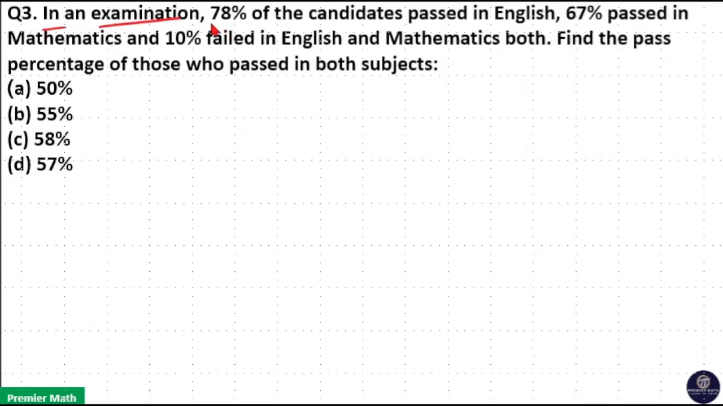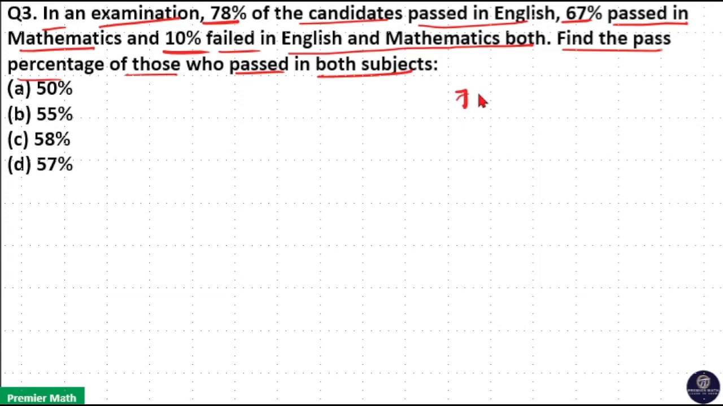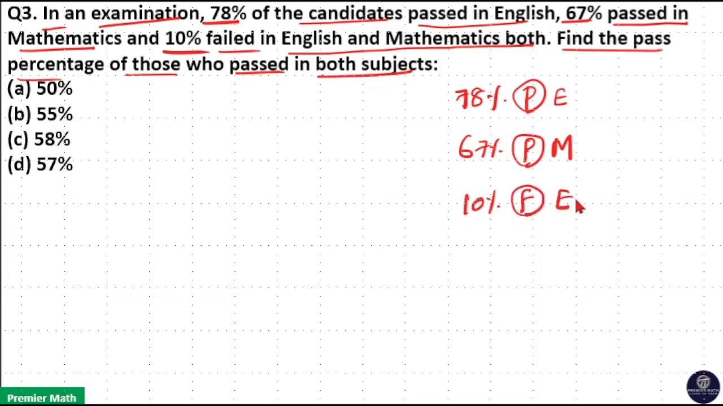In an examination, 78% of the candidates passed in English, 67% passed in mathematics, and 10% failed in English and mathematics both. Find the pass percentage of those who passed in both the subjects. Here, 78% of students passed in English and 67% passed in maths. 10% students failed in both English and maths. Now, this combined data is for failed students, so we need to find the percentage of students who failed in English as well as in maths.